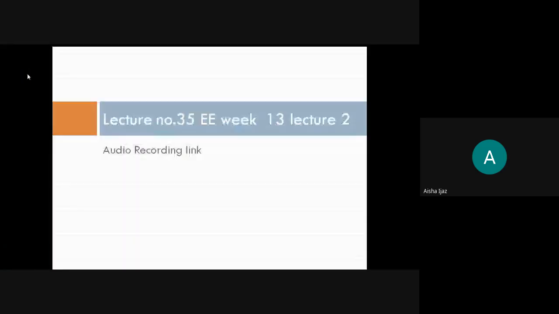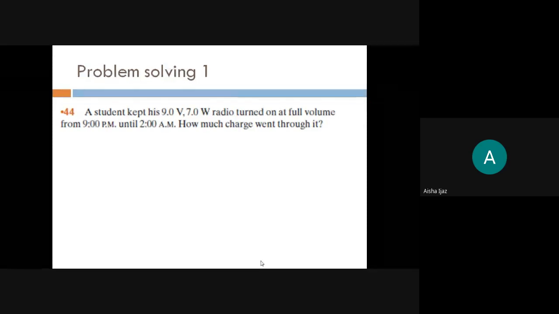I hope the previous lecture, which I discussed with you regarding current density, resistance, resistivity, and Ohm's law, is clear to you. In today's lecture, again, we will have some problem solving related to the concepts we covered in the previous chapter, and then we will start the new chapter.